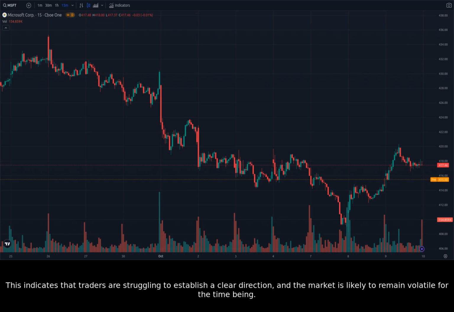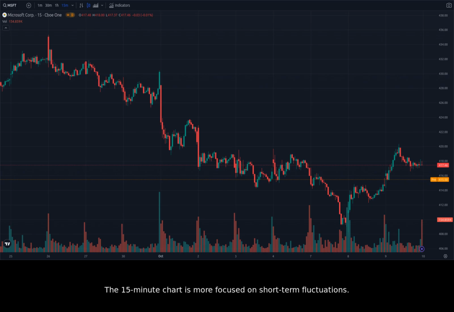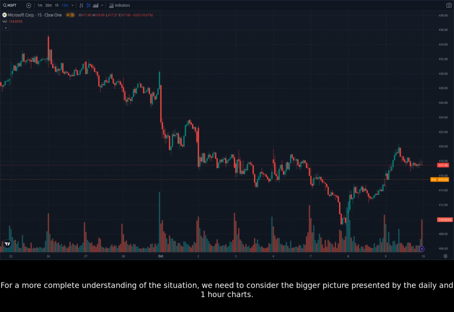However, the lack of a clear trend in the 15-minute chart does not necessarily mean that the daily or 1-hour charts don't offer any insights. The 15-minute chart is more focused on short-term fluctuations. For a more complete understanding of the situation, we need to consider the bigger picture presented by the daily and 1-hour charts.